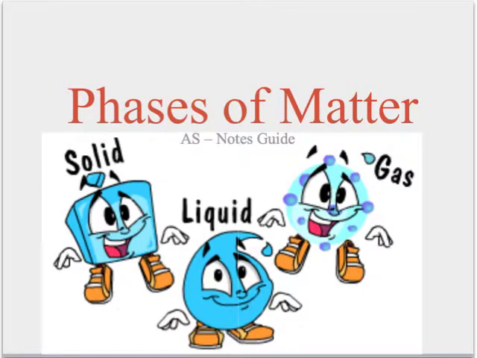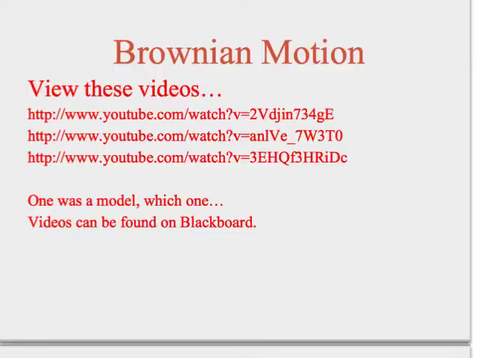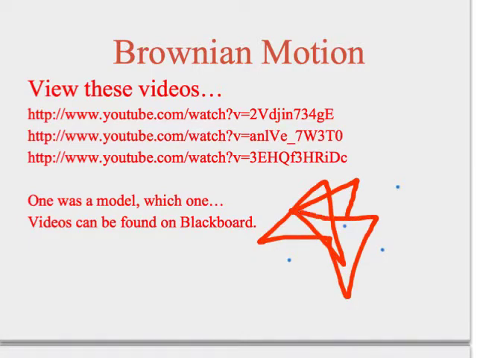Okay, so there's another phase of matter: Brownian motion. Now when you watch these videos you'll see that they're all about little dots moving around. Okay, that's generally what they are. So little dots, and they move around in a random fashion. Okay, so this little dot here has been moving around in a random manner. And that's essentially what Brownian motion is.